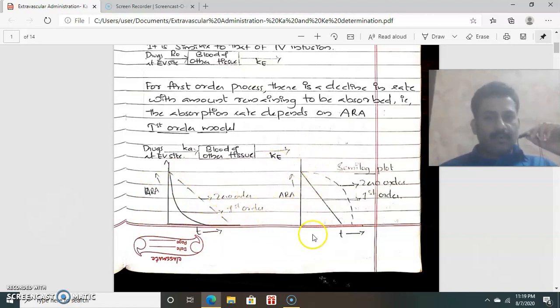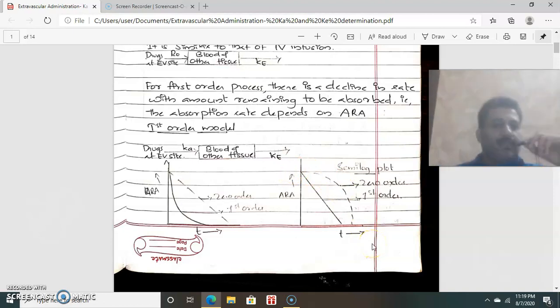Okay. Next is the log plot. This is log ARA, that is a semi-log plot. So this is the log ARA versus time. In the log plot, if you get a straight line, it follows first order. In the normal graph, for first order, you will get only a curve, but in the log plot, if you get a straight line, you can say it follows first order. In the log plot, for zero order, you will get a curve. Thereby you can differentiate the zero order absorption model and the first order absorption model.